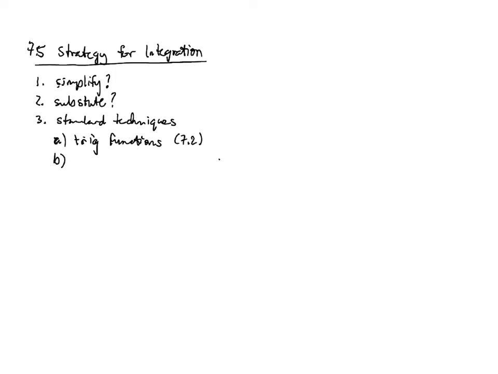You might have a rational function. So that's a quotient of one polynomial over another polynomial, and in that case you're probably going to use the techniques from section 7.4 on partial fractions. Now, each of these falls into the category of you should try and simplify first to see if there's a way that you can simplify to avoid having to do one of the more extensive techniques.